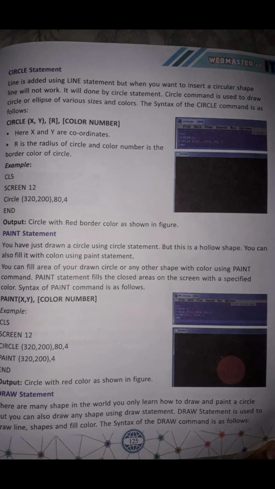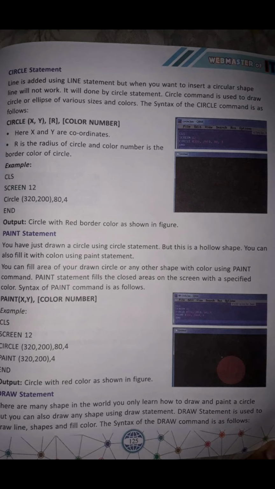Example: CLS, SCREEN 12, the mode you have used here. CIRCLE, x axis is 320 and y axis is 200, then radius is 80 and color number is 4. And so this is how you can draw a colorful circle within the program.